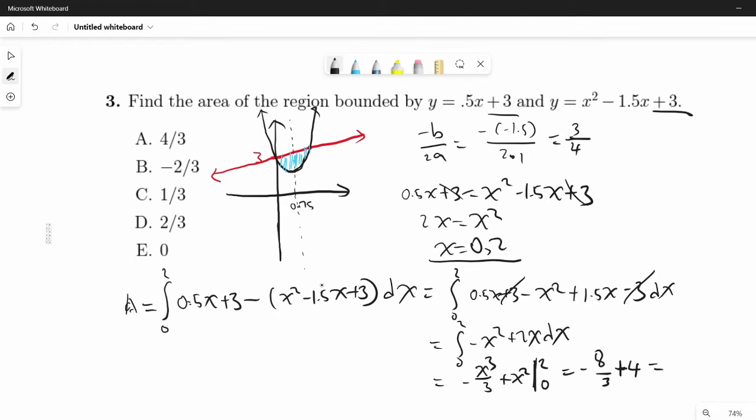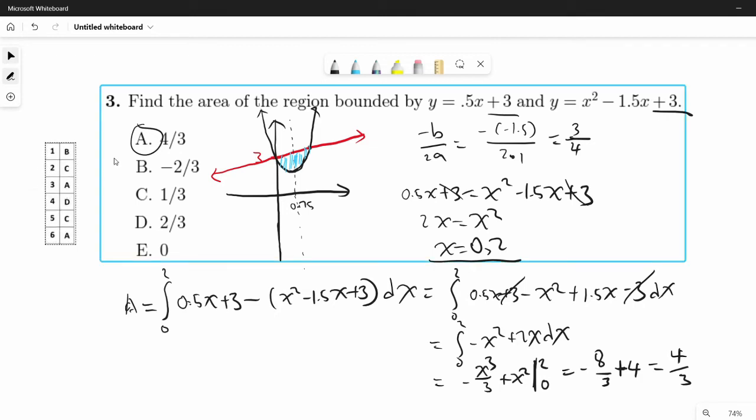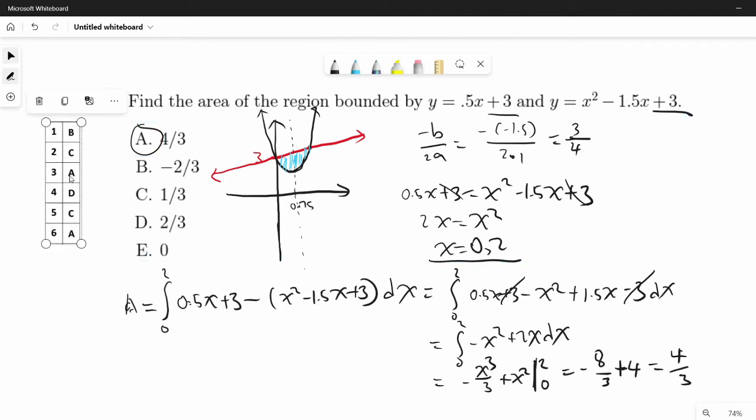So this would be, what? That's 12 over 3. So 4 over 3, which would be our answer choice A. Right? And that's a general thing.